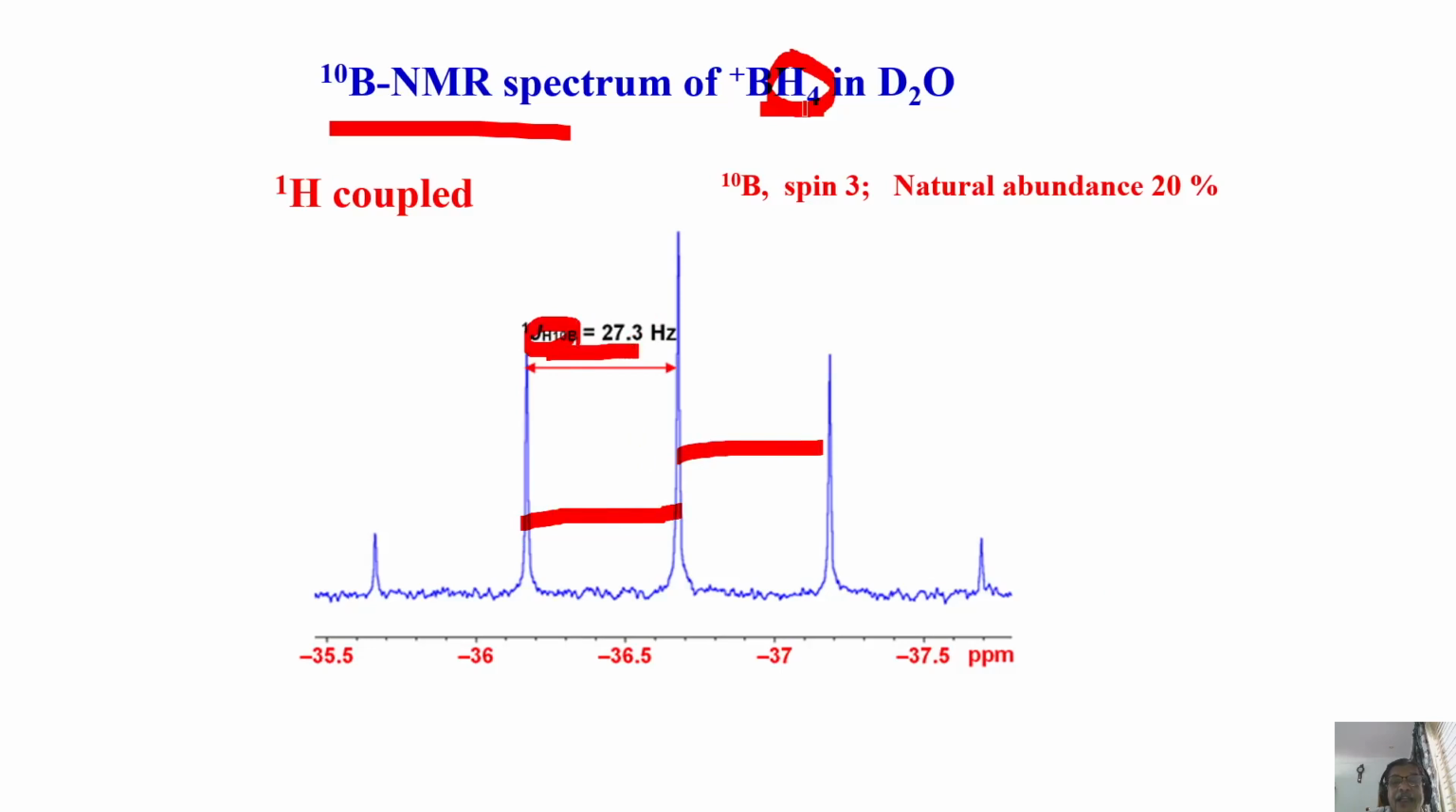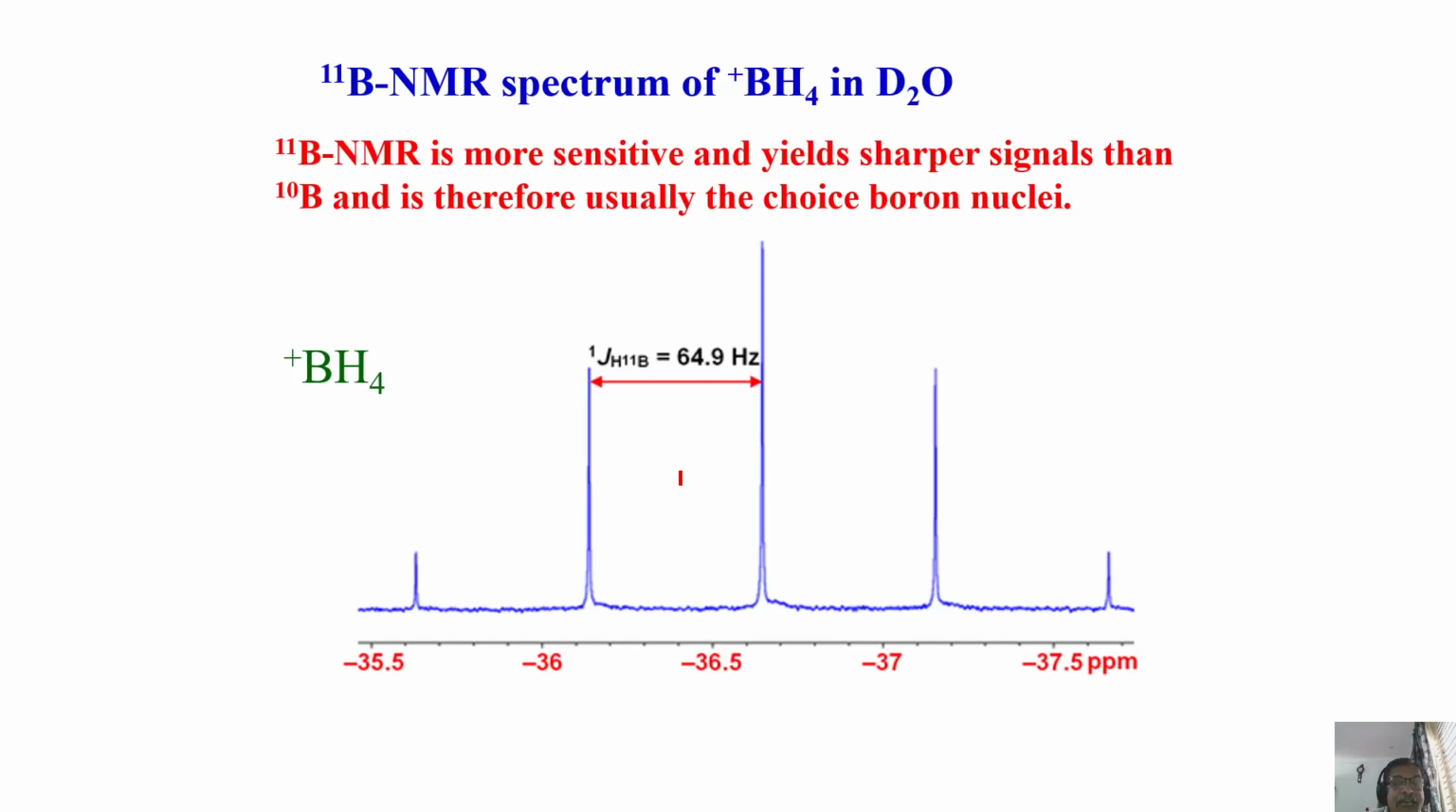So B10-H coupling. It's a proton coupled NMR spectrum. So why did you get 5 lines? BH4, 2nI plus 1, you got 5 lines. Intensity is Pascal triangle, and adjacent peak separation gives you J coupling. So the boron 10 NMR spectrum of BH4 is easy to interpret. And also it is done in D2O. No question of solvent peak or anything here. Very simple. Same thing for boron 11 NMR.